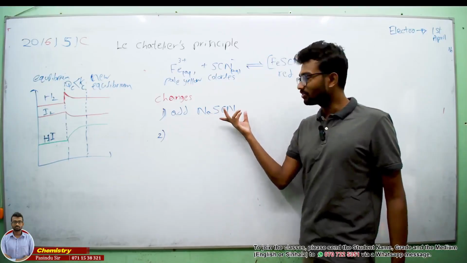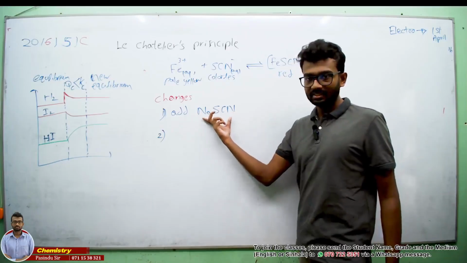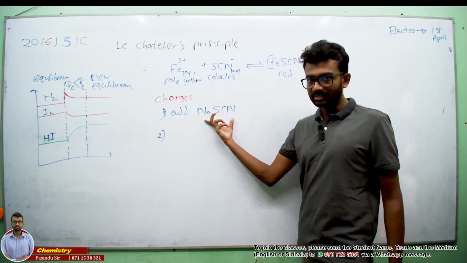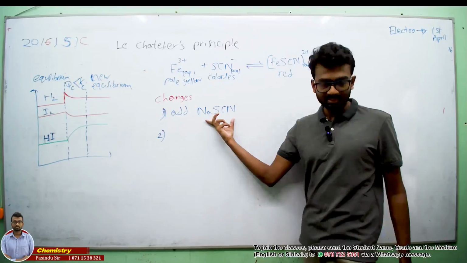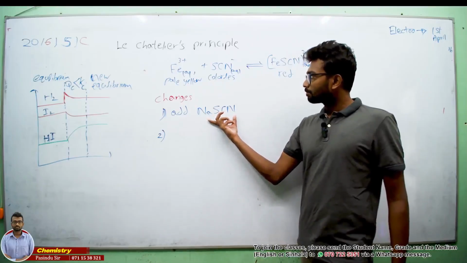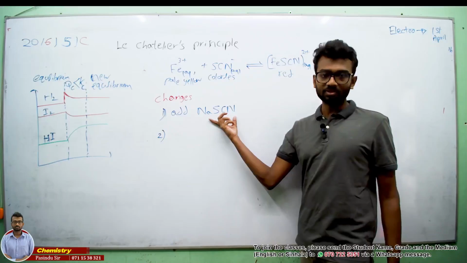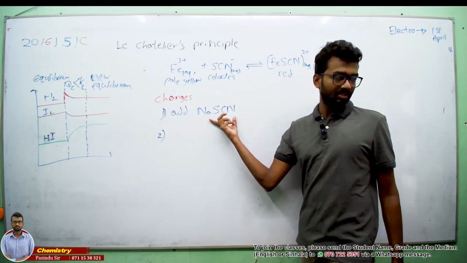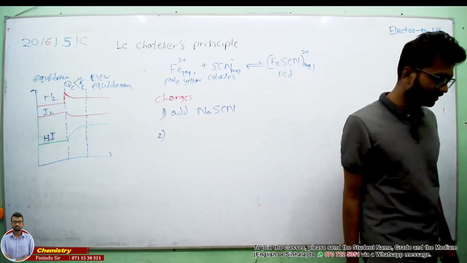Then you should know what change is caused by this chemical. This chemical will increase the amount of SCN. Clear? Then what will happen when you increase the SCN? You know what will happen. Fe3+ reduces. Okay, then write the answer according to the lecture earlier.